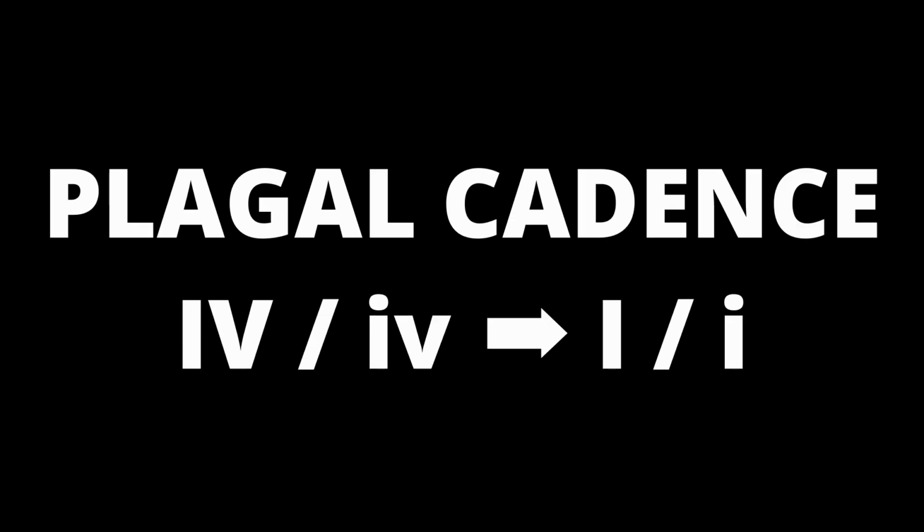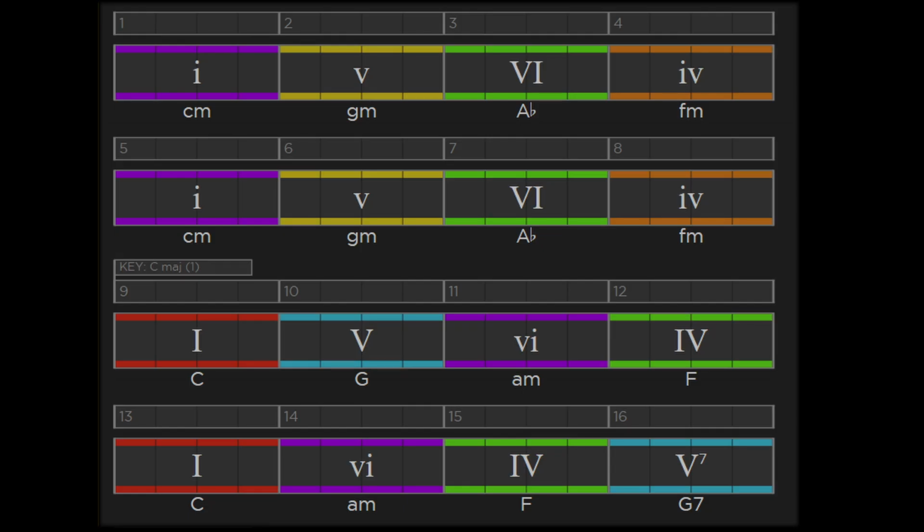We discussed the perfect cadence earlier. There is also another common cadence which is called the plagal cadence. This is when we move from the 4 chord to the 1 chord. It is found in both major and minor keys. We can use this to move from the minor key to the parallel major. We'll give you 2 examples here.